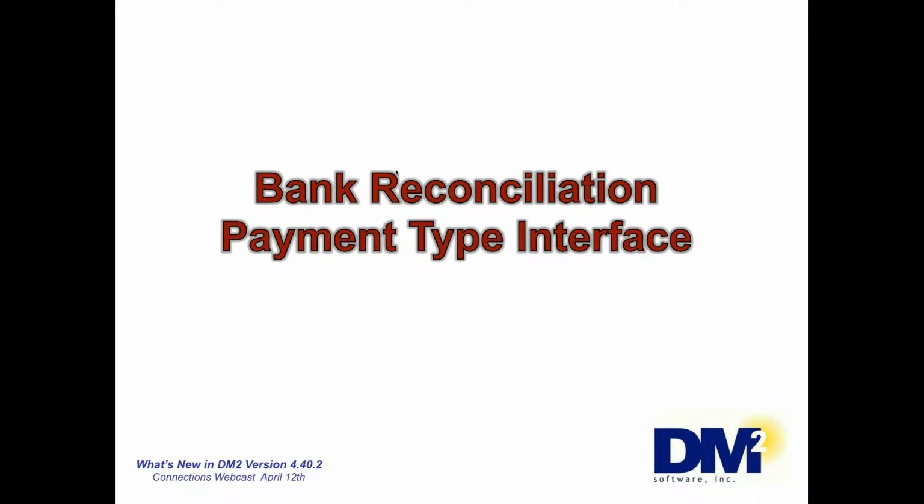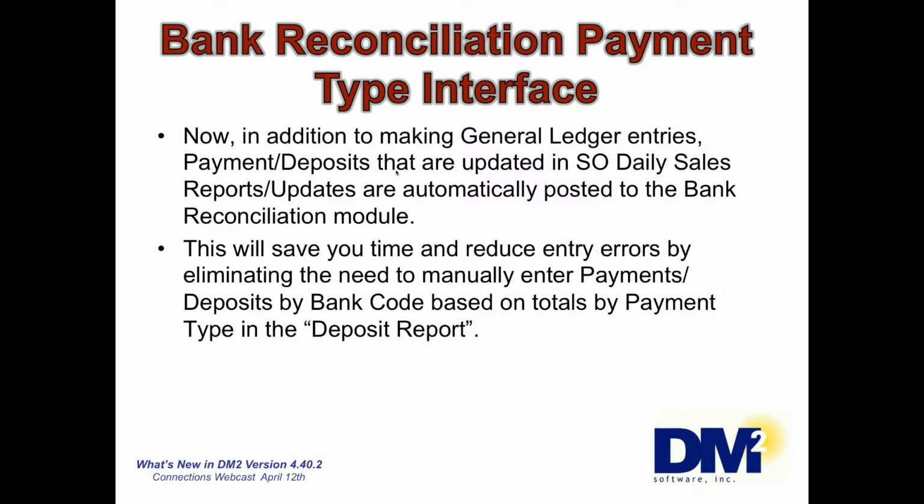So the very first thing I'd like to talk about is bank reconciliation payment type interface. Currently, when you are processing payments on a sales order header, those entries will go up to the general ledger, but don't actually update into the bank reconciliation module. So we've modified the system now. In addition to making the GL entries, those payments and deposits that are on the sales order total screen are updated in the sales order daily sales reports and updates, and they're automatically updated to the bank reconciliation module.